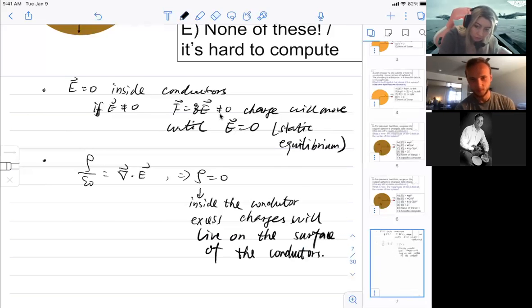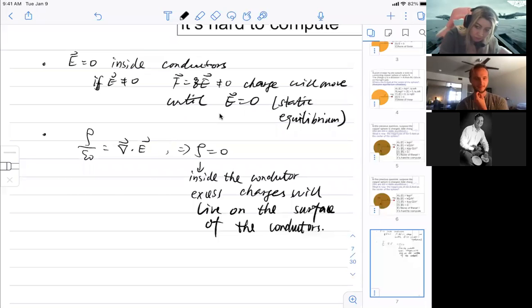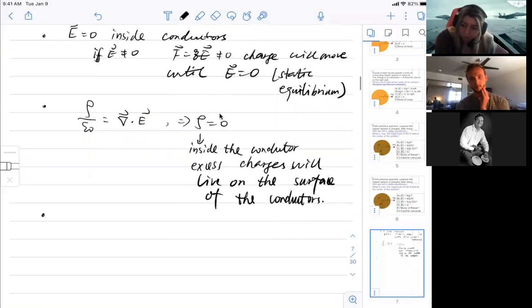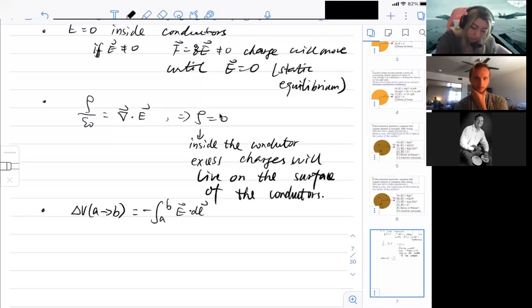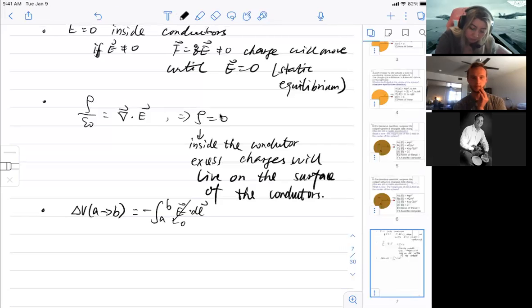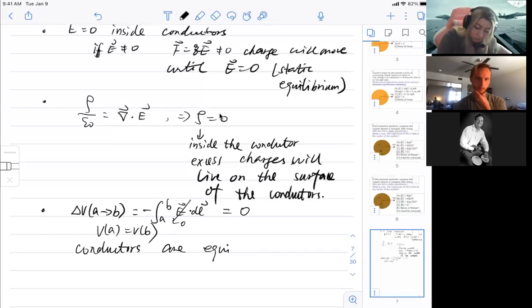So that's something else that we found out about the feature of a conductor. There's something else, let's look at the potential. The potential difference between any 2 points on a conductor is defined to be the integral, negative from A to B, of E dot dl. Now, if E is 0 inside a conductor, then this potential difference will be 0, which means point A and point B have the same potential, right? So that's why we also know conductors are equipotential objects.